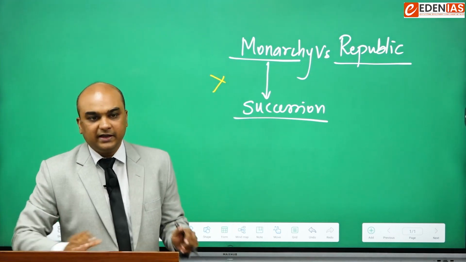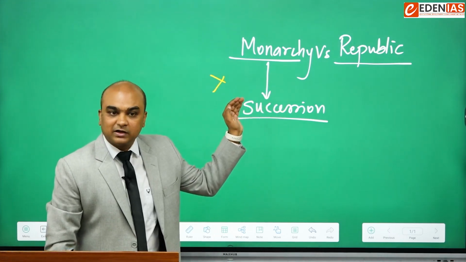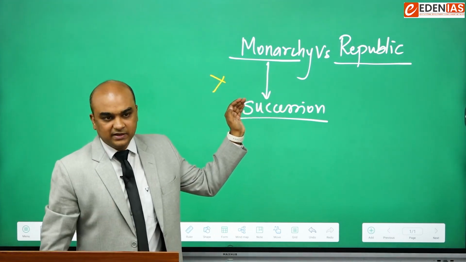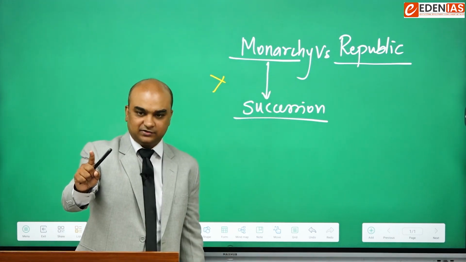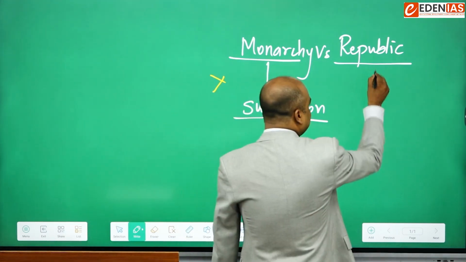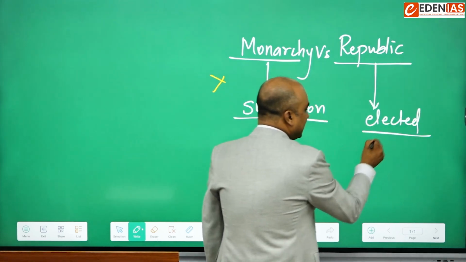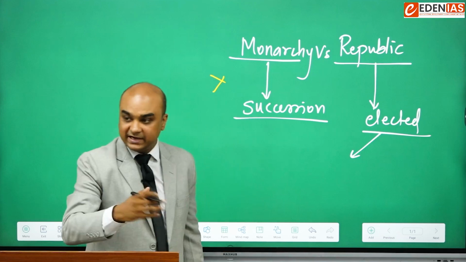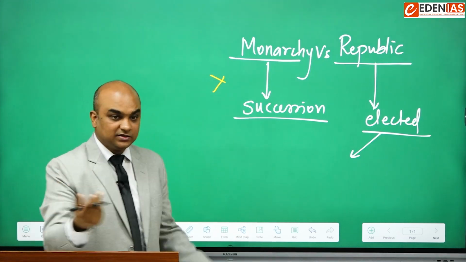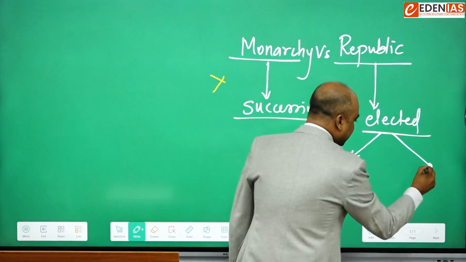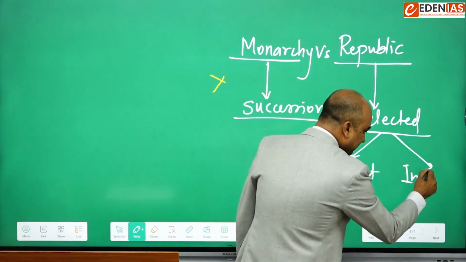Got it? In a republic, the head of the state does not come into power by hereditary succession. In a republic, the head of the state is elected. Do you understand that? The head of the state in a republic is always elected. Can this election be a direct election? Yes. Can it be an indirect election? Yes. So the election is necessary. It could be direct or it could be indirect.